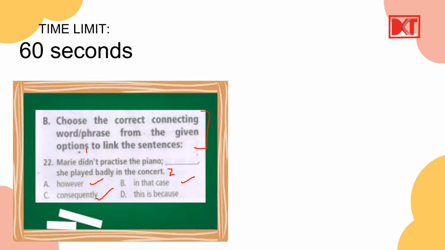Here the correct answer is C. Consequently, she played badly in the concert. Why consequently? Because you see, the first thing happened which led to the second thing happening. She didn't practice the piano, so as a consequence she played badly in the concert. Alright.